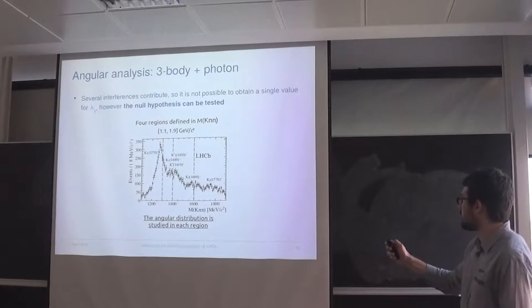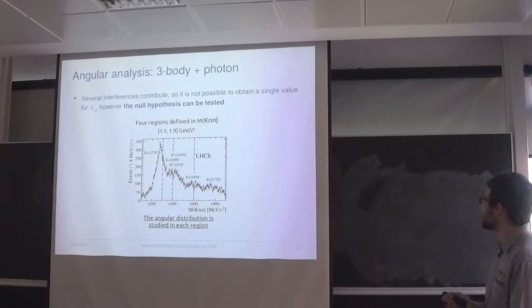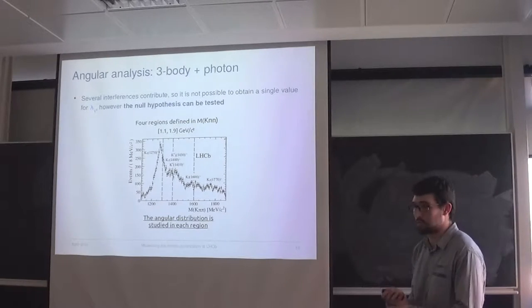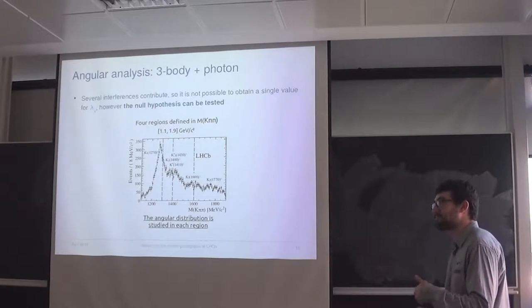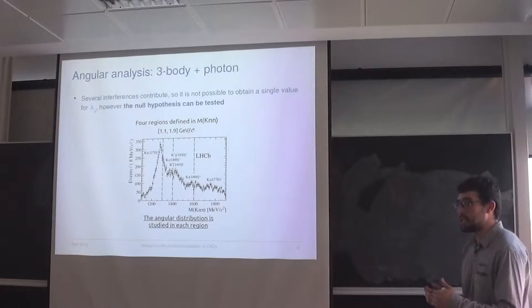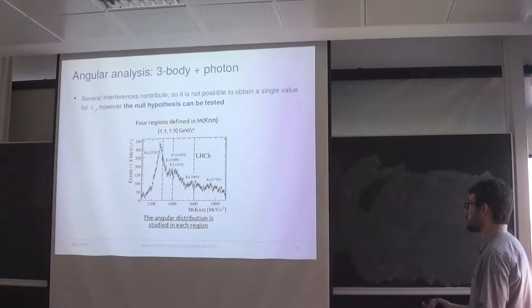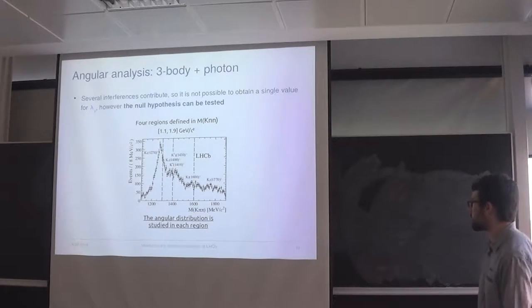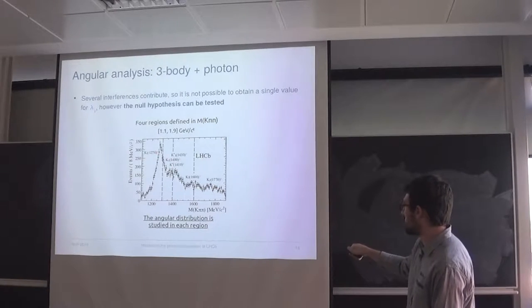Okay, as I said, several interferences contribute, so it is not possible to obtain a single value of the photon polarization, but the null hypothesis can be tested. So you can see if the photon is polarized or not. The null hypothesis will be that 50% of the events are left-handed and the other 50% are right-handed. So that can be tested. You can see here in the mass of the K pi pi the different resonances that could interfere.